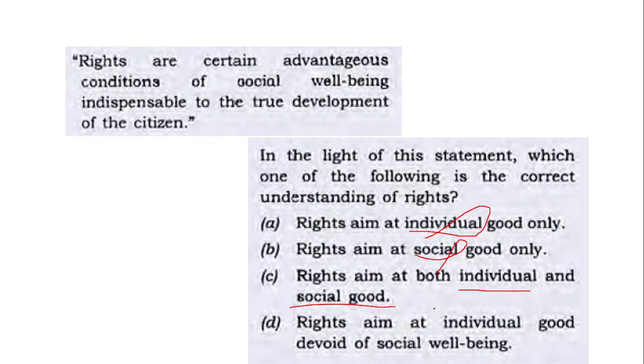Rights aim at individual good, devoid of social well-being? No, it does not say devoid of social well-being. It is aiming at both individual and social. So, the correct answer. Guys, you have to look for some of the passages very small, short, make your life easy.